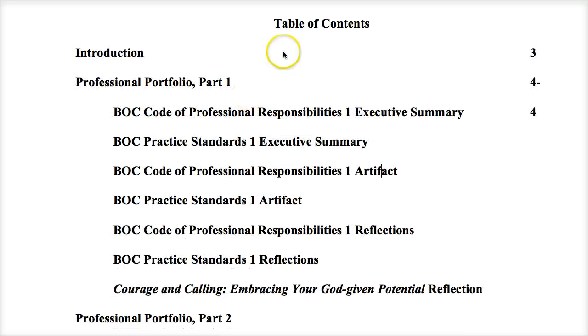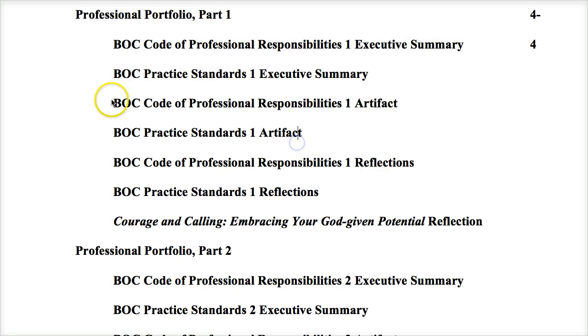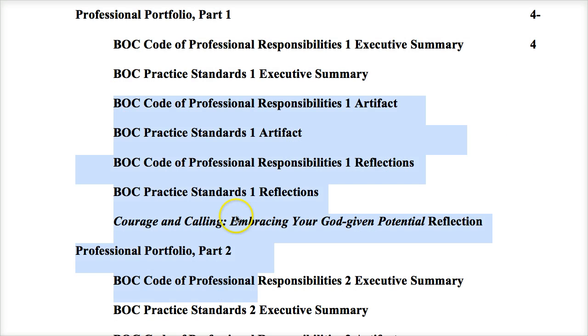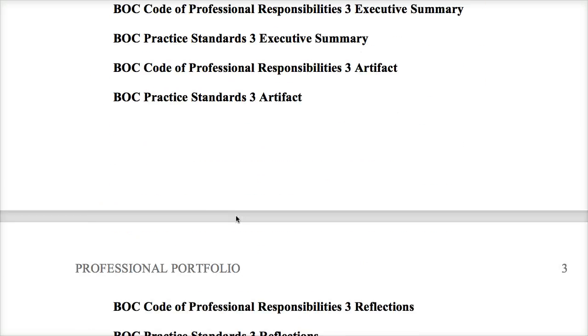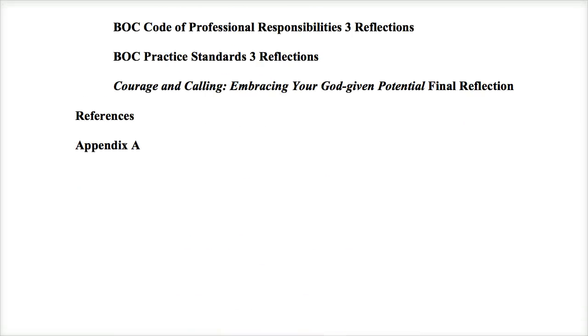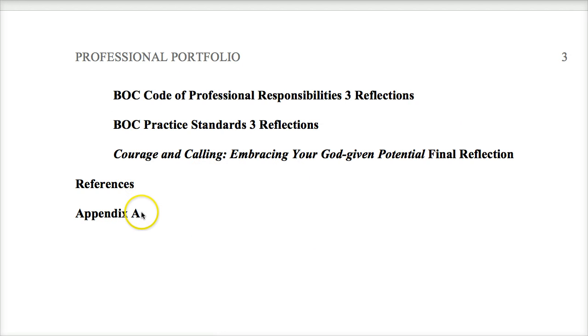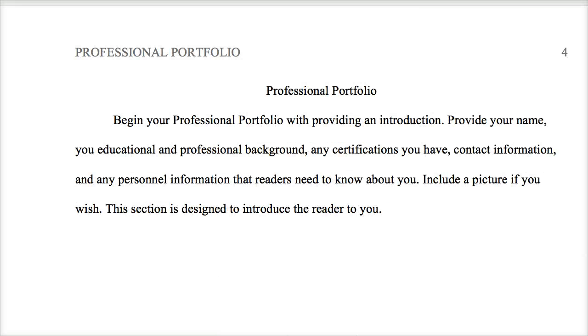The only thing that you'll turn in this week for the table of contents is the introduction, whatever page that starts on, and the executive summary, so these two sections and the pages that they're on. The rest of this table of contents needs to go away. The reference page should still be there, and you probably won't have an appendix yet. Then you'll start your portfolio here, just exactly as it shows, professional portfolio.